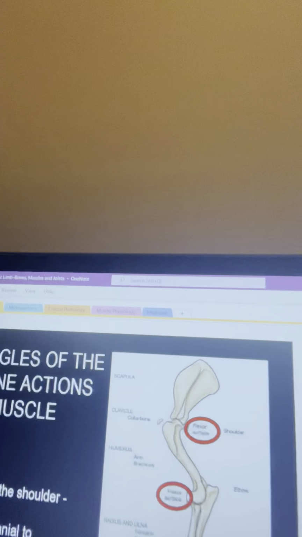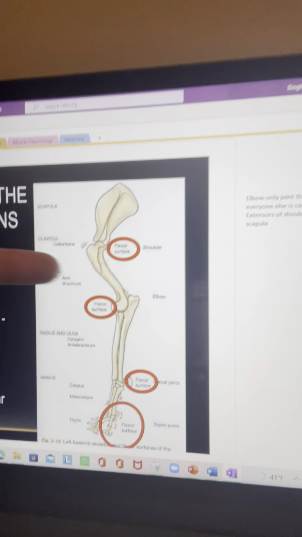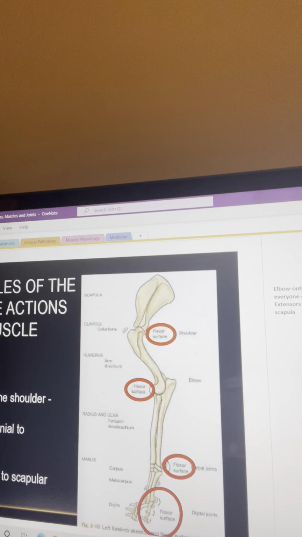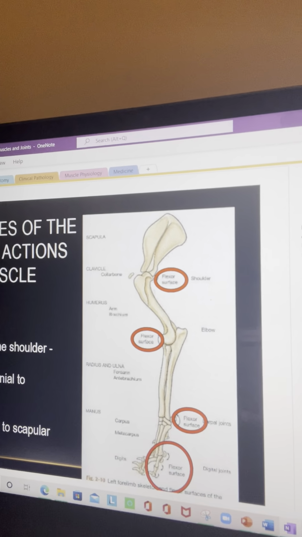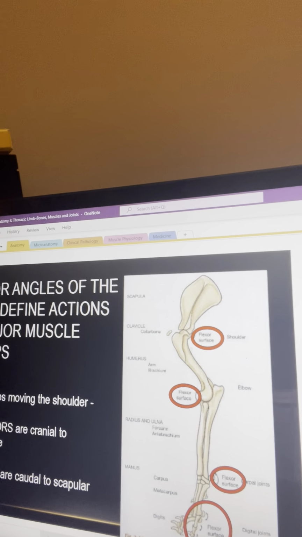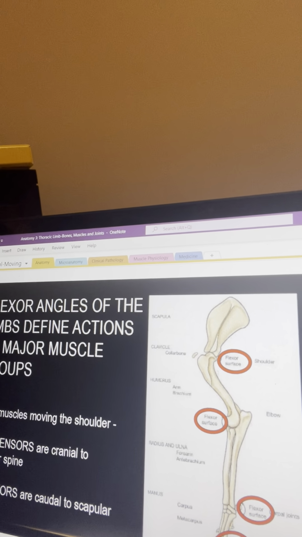And then we have flexor angles of the limbs, which define actions of major muscle groups. So an example would be all muscles moving the shoulder. Extensors are cranial to the scapular spine, whereas flexors are caudal to the scapular spine. So here we have our flexor angles. The only exception is the elbow, where the flexors are cranial. All the other ones are caudal, all the flexors. And then the extensors of the shoulder are on the cranial side of the scapula.